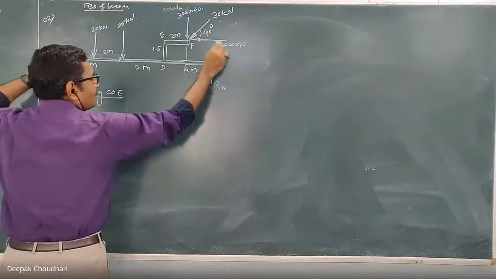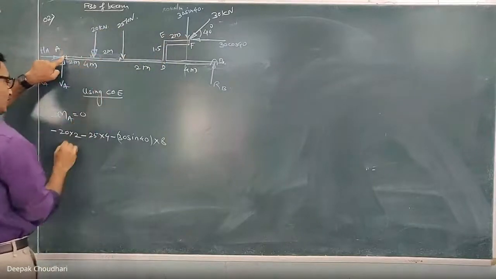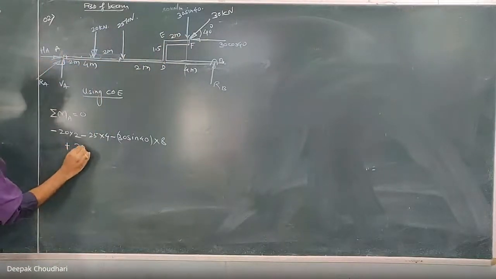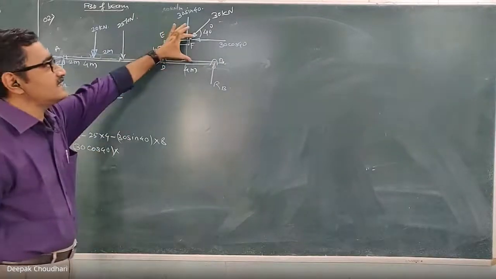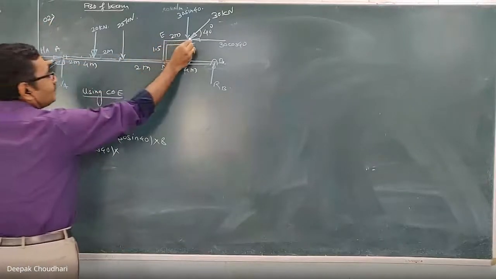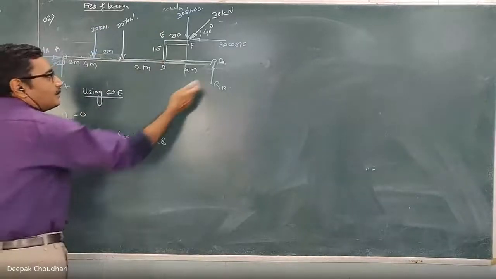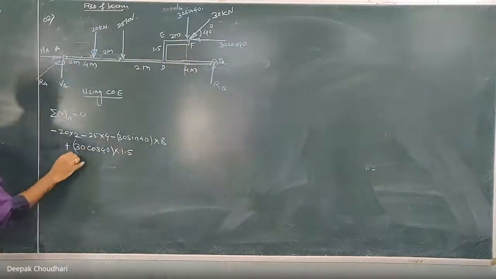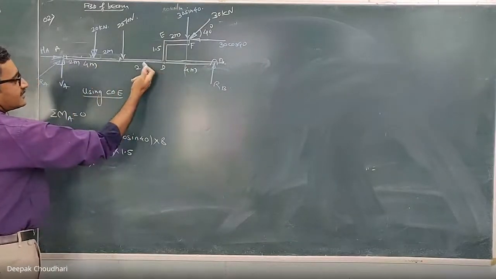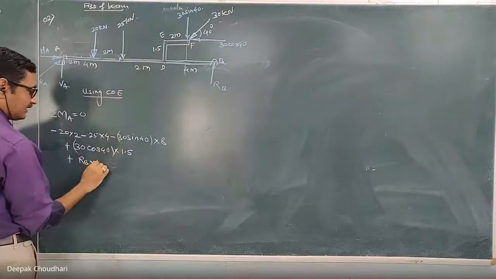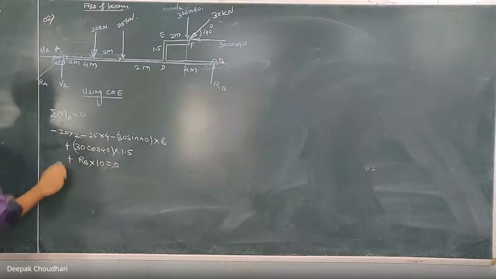Then the moment of this cos component is anti-clockwise, move in the direction of the force and turn toward the moment center, so anti-clockwise, so plus 30 cos 40 into the perpendicular distance. The perpendicular distance of this cos component from A is this vertical distance, which is equal to 1.5. And the moment of this RB about point A is anti-clockwise, so plus RB into the perpendicular distance: 4 and 4, 8, plus 2, 10, equal to 0. Don't forget to write this 0. Complete the equation. Now solve this equation.